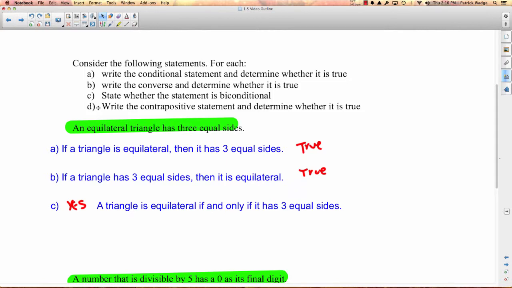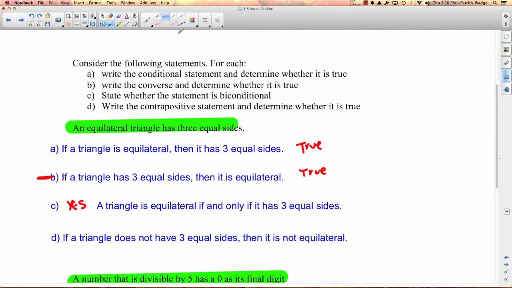Okay, D, write the contrapositive statement. So what we do for the contrapositive is we take the converse, which was B, right? We take this statement here, and we negate both the hypothesis and the conclusion. So it would be: if a triangle does not have three equal sides, then it is not equilateral. What do you think about that? True or false? Yeah, that's true. If a triangle does not have three equal sides, we do not call it equilateral.